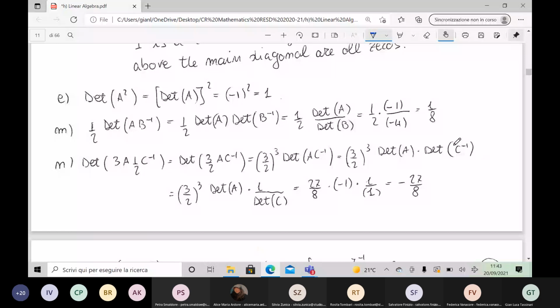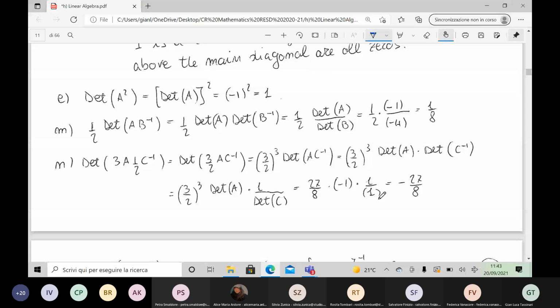Then 3 times 3 times 3 times 3, 7. This is 8. The determinant of A was minus 1. And determinant of C, so I told you wrong. Determinant of C was equal to 1. I do not remember, it's above, but I didn't want to check, so it was 1. So do the computation, and this is the determinant.